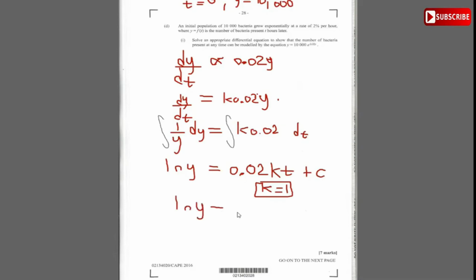And so ln y is just 0.02t plus c. I might be asked, why did I put k as 1? I need e to the 0.02t. k can't be any other value. So now I can raise it to e. e raised to all of this and e raised to all of this. And so e will cancel ln, and so y is equal to e to the 0.02t times e to the c.